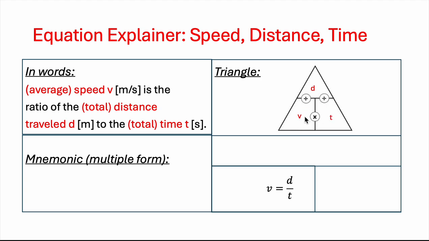If you like, you could try rearranging this now to try and calculate, say, distance. If I knew the speed and the time, how would I calculate the distance? Have a think for a second. When you're ready, watch on. Here's the way you could do it. If you take our D and cover it up, then we're left with V times T. In other words, D is equal to VT.